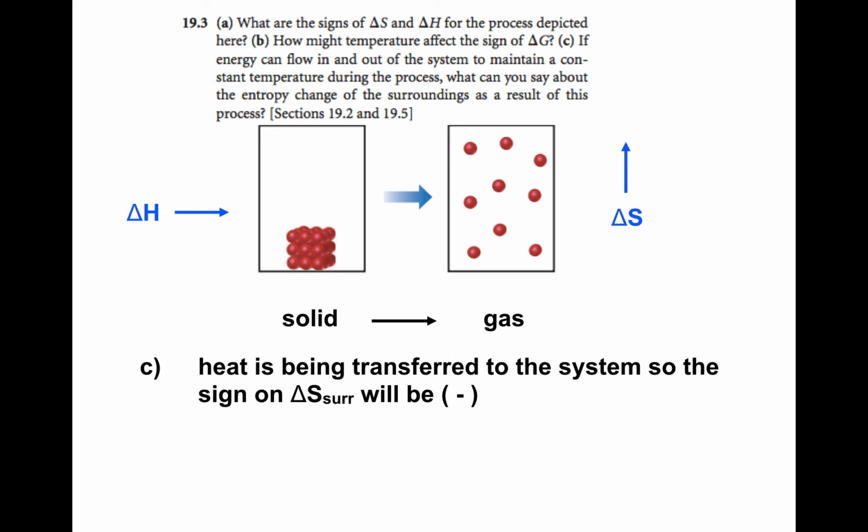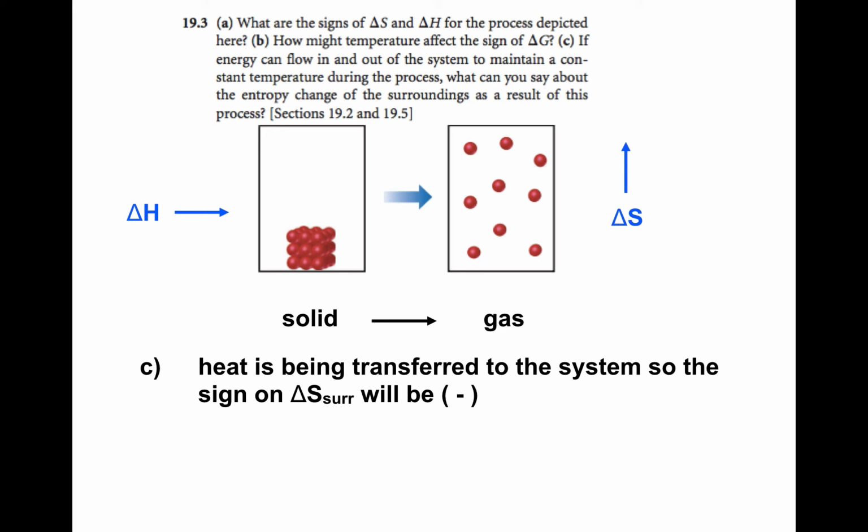So I answered B there, I guess. Yeah, what might the sign on delta G be? If the energy flows in and out of the system at a constant temperature during the process, what can you say about the entropy change of the surroundings as a result of this process?